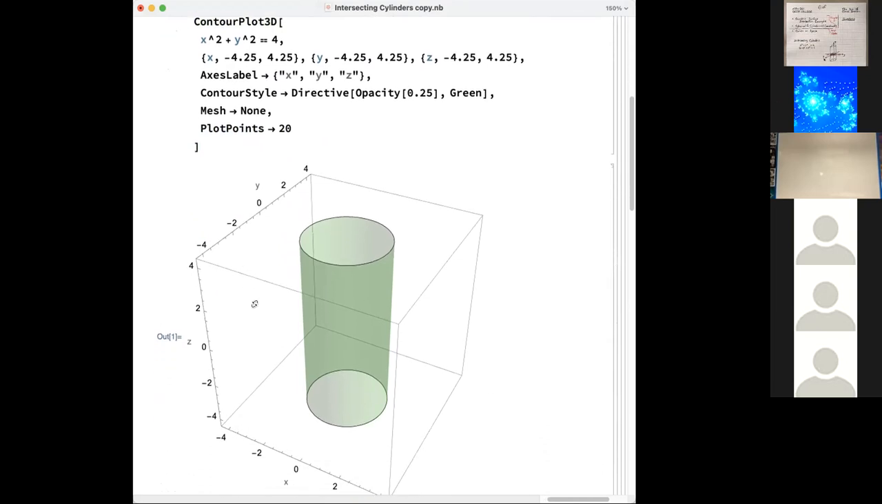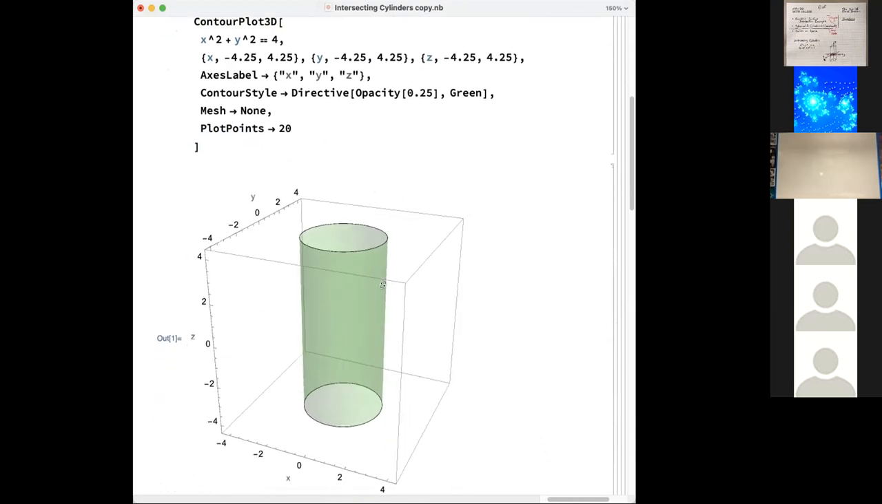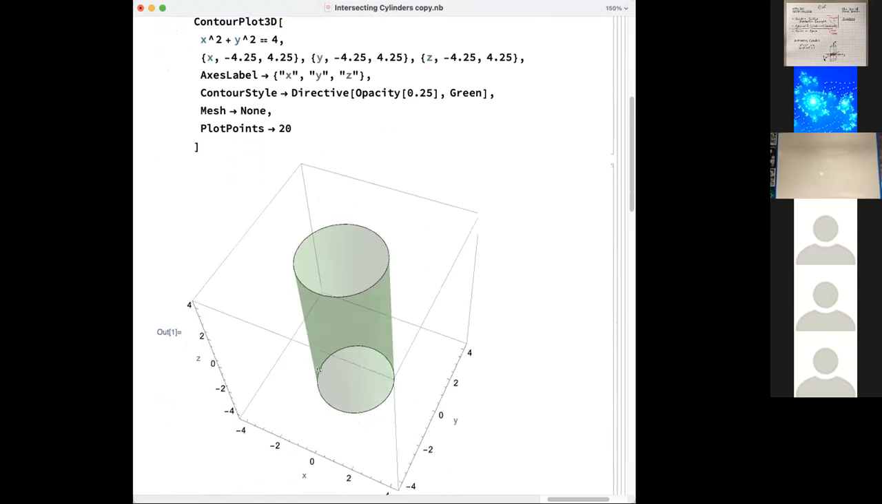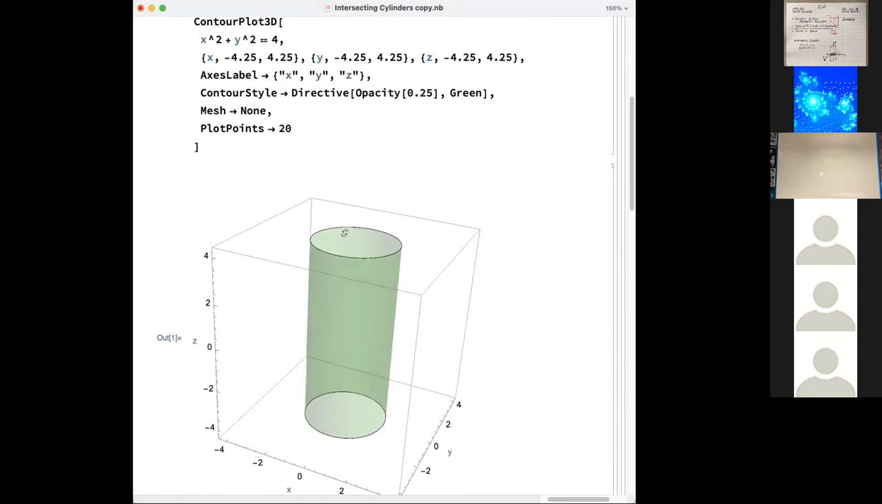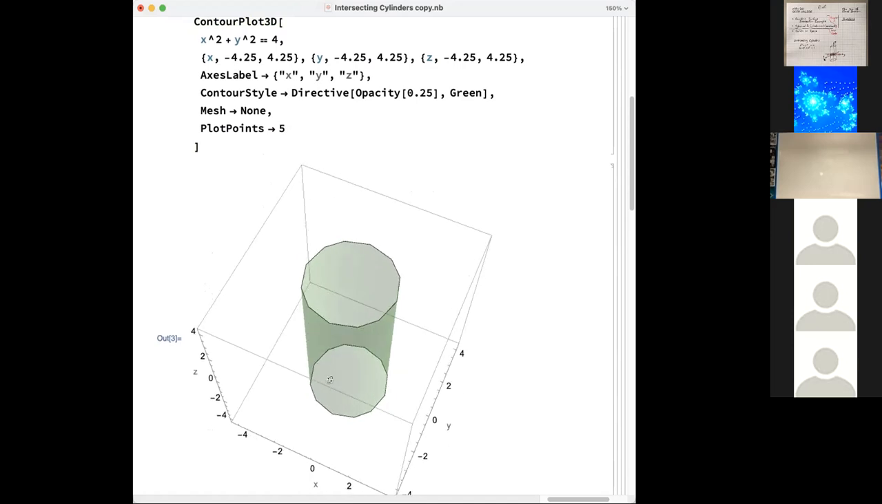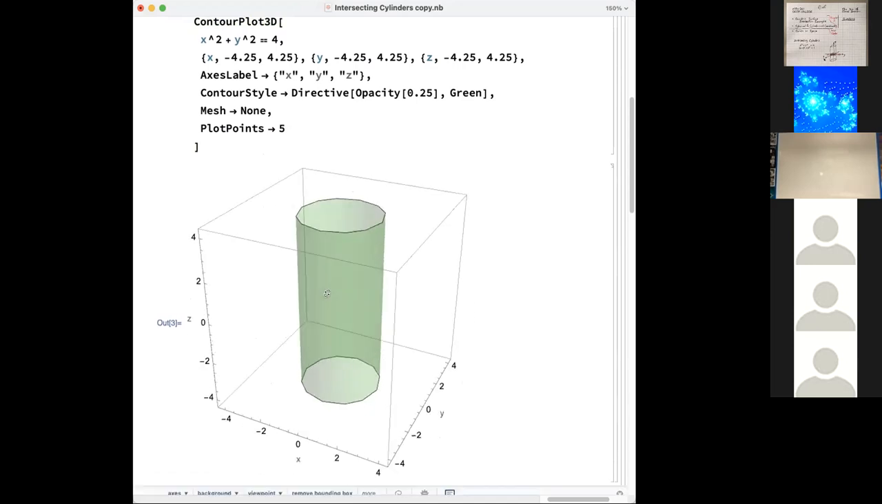Here's cylinder one. I can rotate it in space, but I see the X, Y, and Z on the axes. It's fairly transparent. I can look through the top of it. This is kind of a reasonable representation. Notice if I said plot points 10, it would look just barely a little more rough. You can't see that if I went down quite a bit. Now you see that this is noticeably polygonal. So it draws it faster, but it draws it less smoothly. 30, I don't think gives me much better quality, but it takes a little more time. I think I'll go back to 20. Okay.